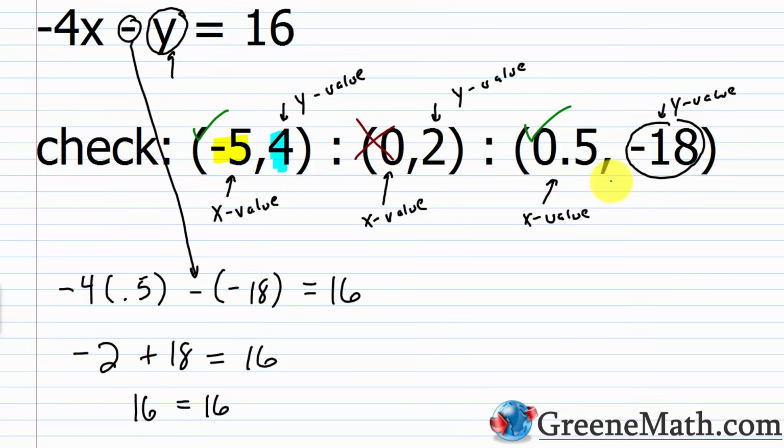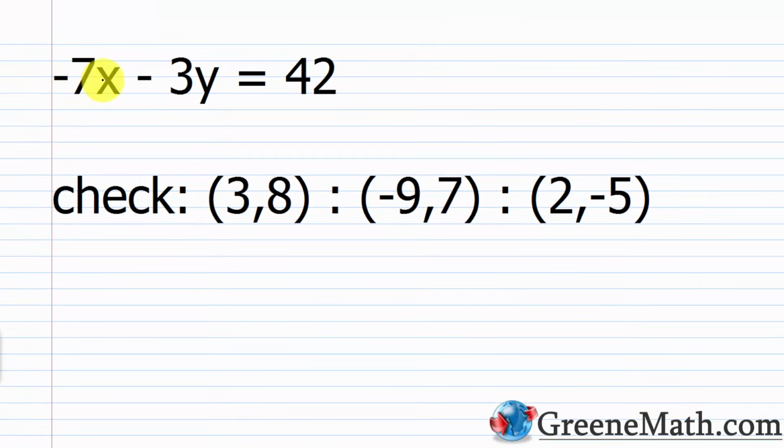Here, we have multiple ordered pairs, or multiple solutions, that work. And in fact, you're going to find that with a linear equation in two variables, there's an infinite number of ordered pair solutions. All right, so now we're going to look at negative 7x minus 3y equals 42. And we want to check the ordered pair (3, 8), the ordered pair (negative 9, 7), and the ordered pair (2, negative 5). So let's start with this ordered pair (3, 8).